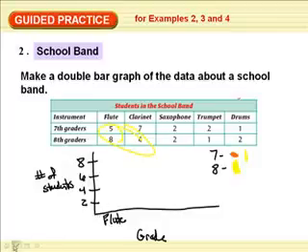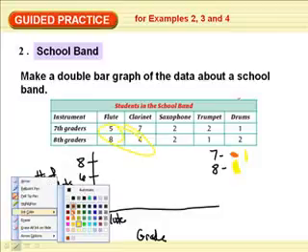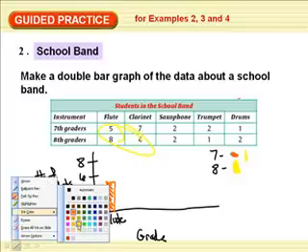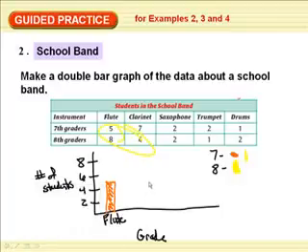Flute. Go back to orange. So for 7th graders, they had 5 play the flute. So there's my 7th grade. For 8th grade in the yellow, I had 8.